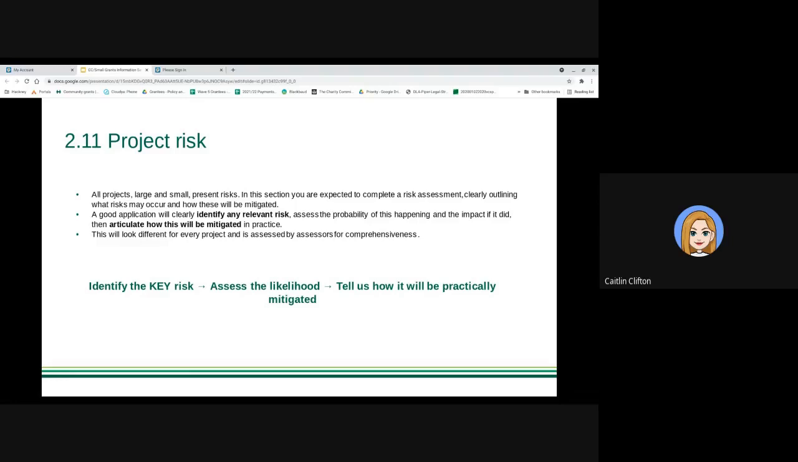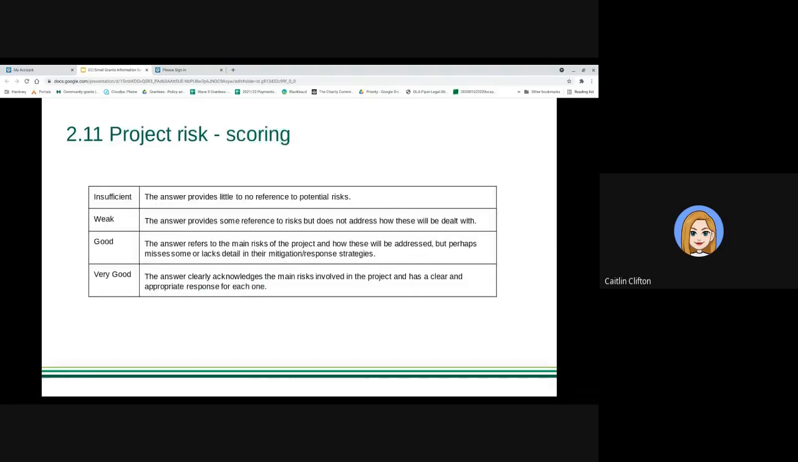Now, we don't have a specific example of this because risks just vary so much from project to project, but this is how they will be scored. So a weak answer will provide some reference to risks, but maybe it doesn't then follow through and address how they'll be dealt with. And a good answer will clearly acknowledge the main risks, and it has a clear and appropriate response for each one.